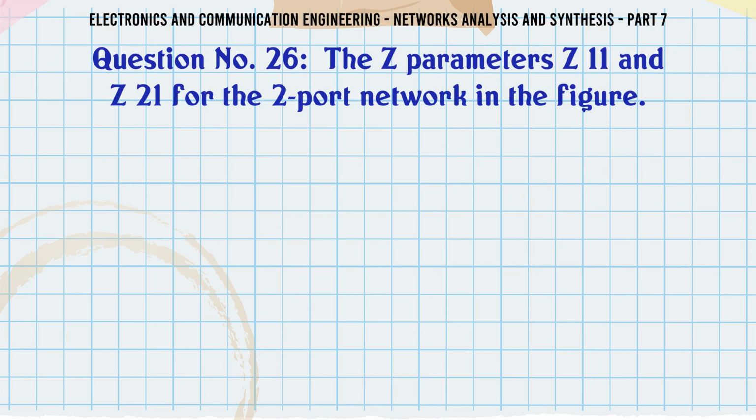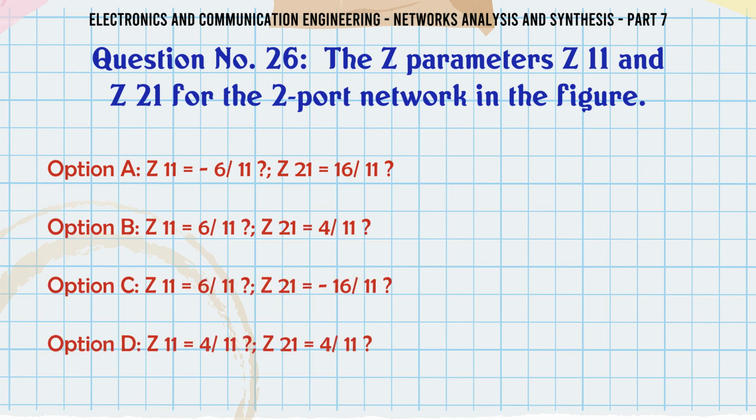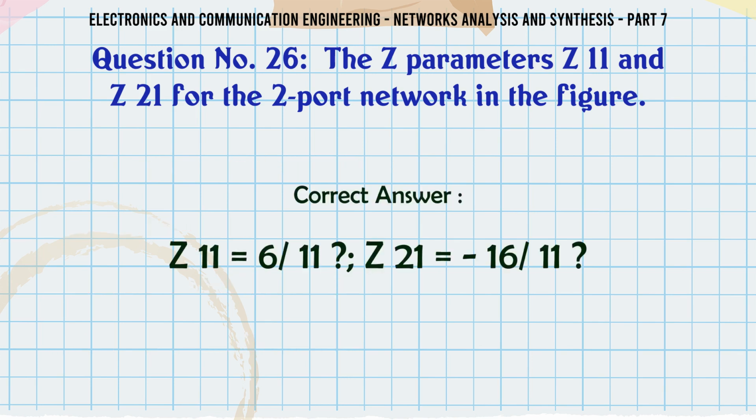The Z parameters Z11 and Z21 for the two-port network in the figure. A Z11 = 6, Z21 = 16/11. B Z11 = 6, Z21 = 4/11. C Z11 = 6, Z21 = 16/11. D Z11 = 4/11, Z21 = 4/11. The correct answer is Z11 = 6, Z21 = 16/11.